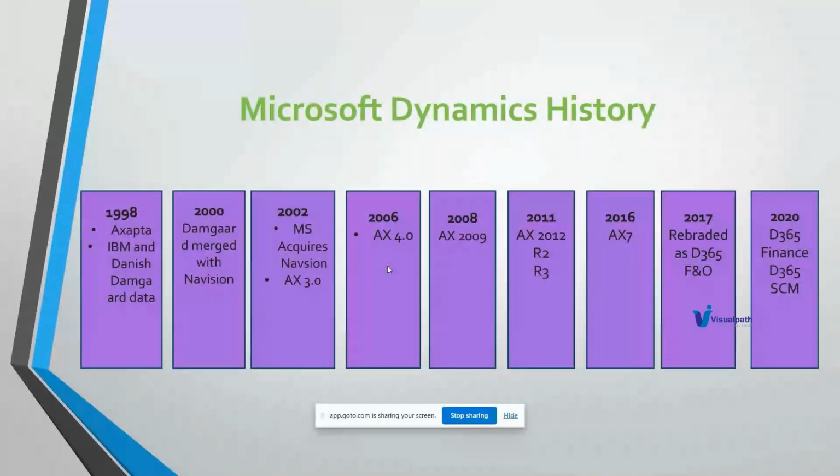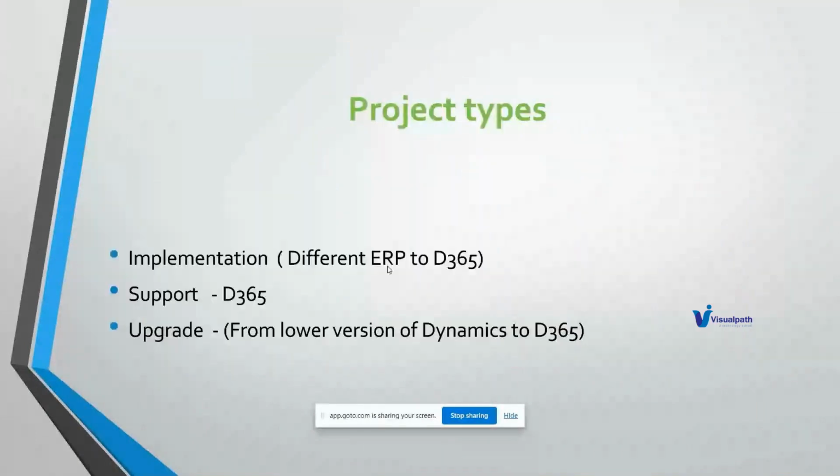Now, how many project types will be available in Microsoft Dynamics? It can be an older version or latest version, whatever it might be. How many project types will be there? So there are three different project types available. One is implementation. The second one is support. The third one is the upgrade project.